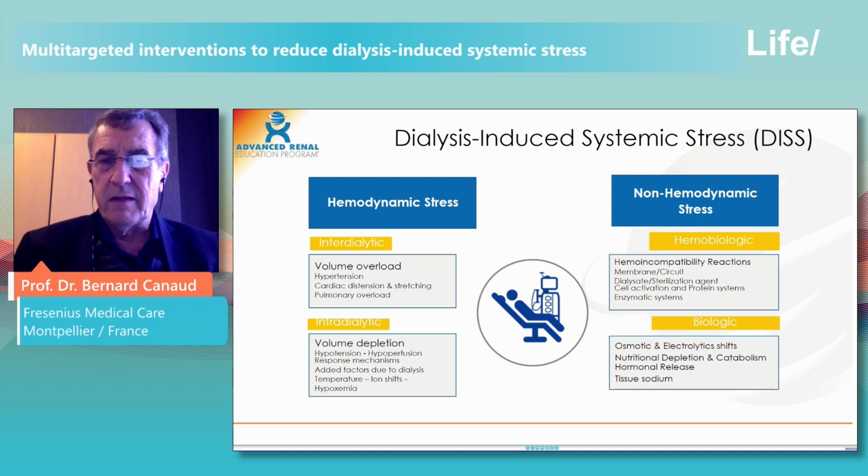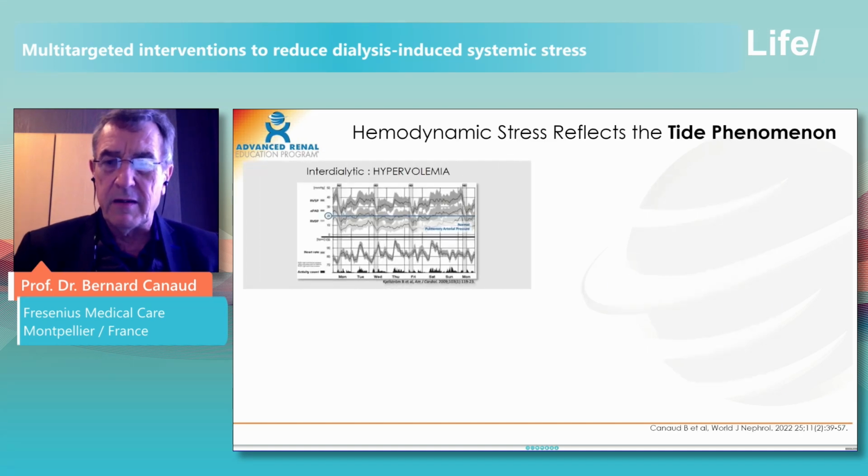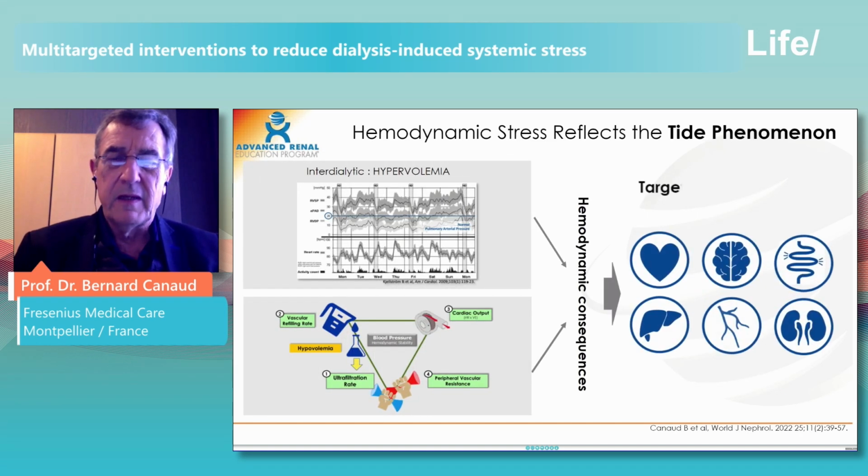And on the right side, you can recognize also non-hemodynamic stress. In this category, you have the hemobiologic reaction, some associated with the hemo-incompatibility of the system, and some based on the biological shift from the osmotic, electrolyte, nutritional depletion, and catabolism. I don't want to go into detail of this element, but you understand the complexity of the system.